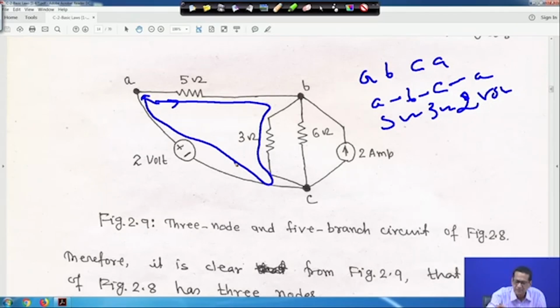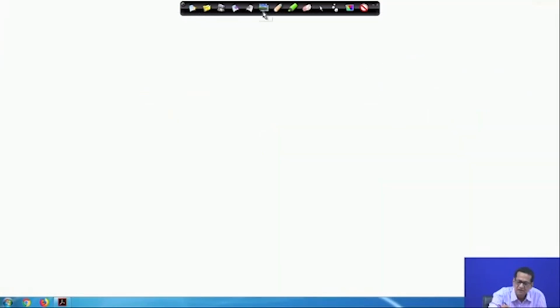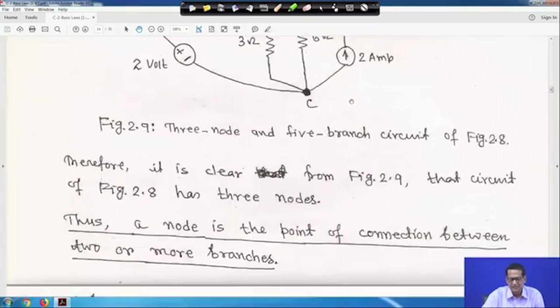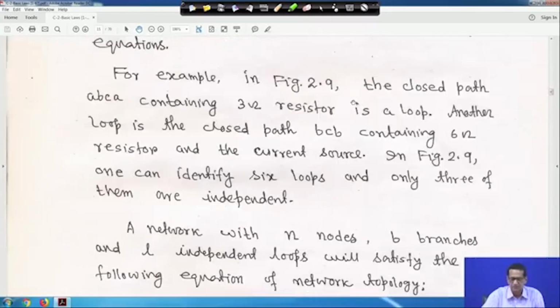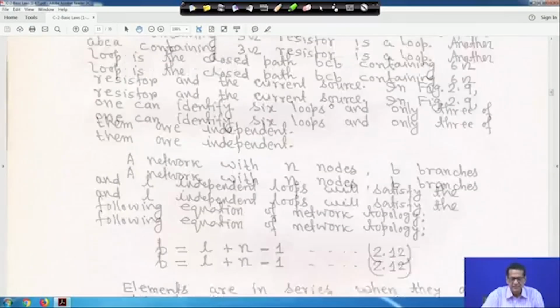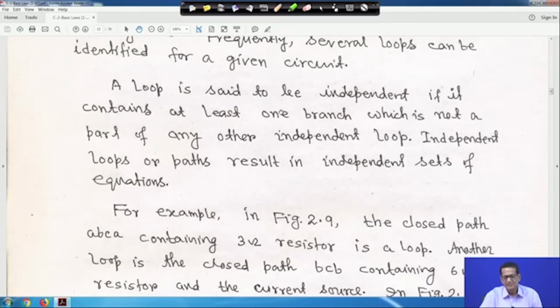This way, let me clear it, in this circuit you will find 6 such loops, but only 3 loops are independent. Now, a loop is said to be independent, I am underlining it for you, if it contains at least one branch which is not a part of any other independent loop.